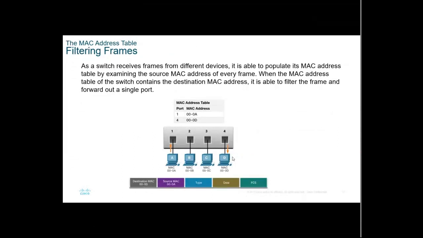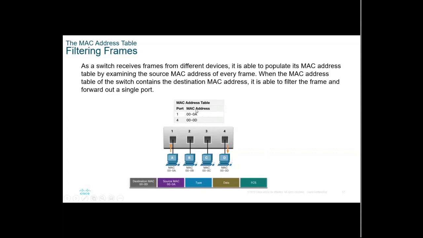Okay. Filtering frames. Filtering means obviously I allow some through and not others. So if I have a water filter, obviously I let the water through and I stop the things like chlorine and stuff. So filtering means letting some things through and not other things. So filtering frames means we're going to look at the frames and let some frames through and not others. As a switch receives frames from different devices, it's able to populate the MAC address table by examining the source MAC address of the frame. When the MAC address table of a switch contains the destination MAC address, it is able to filter the frame and forward it out of that single port it's mapped to.